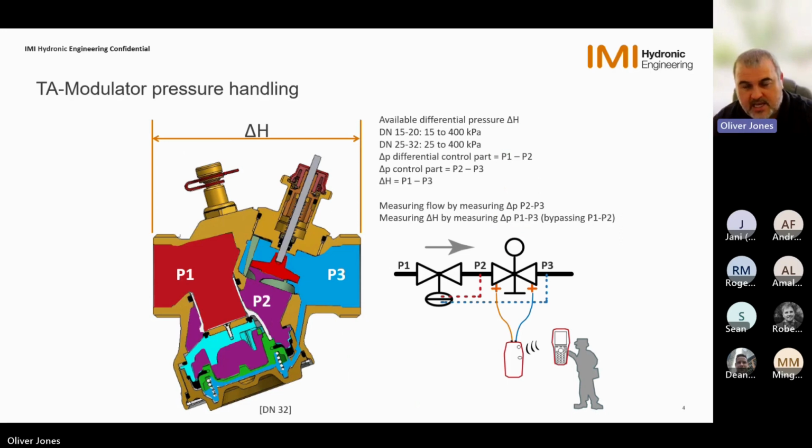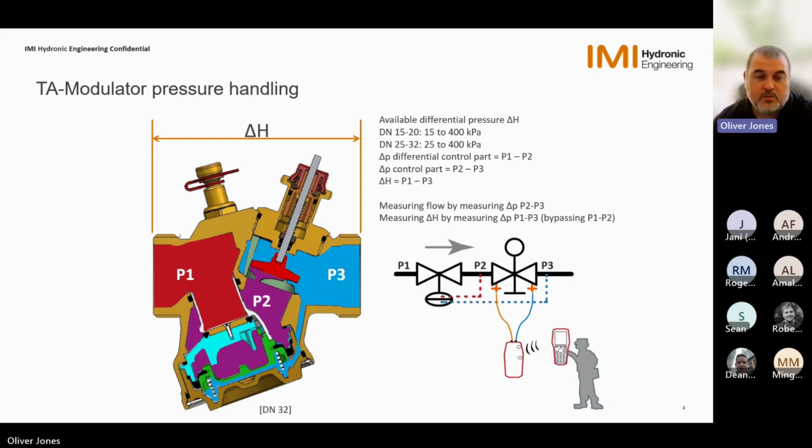So pressure handling. If we look at the available differential pressures for our TA-Modulator, certainly with the small ones, so starting with our DN15 and 20, we look at a minimum differential pressure of 15 kPa to a maximum differential pressure of 400 kPa. The DN25 and the DN32, we require a minimum of 25 kPa. So this is the minimum amount of differential pressure required to operate the valve. And then again, a maximum of 400 kPa.